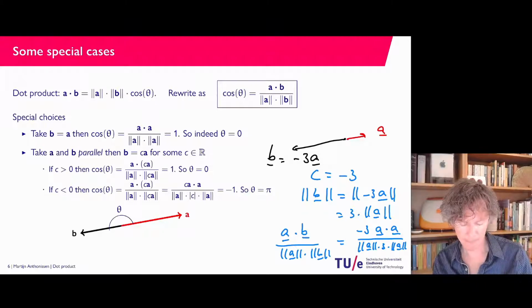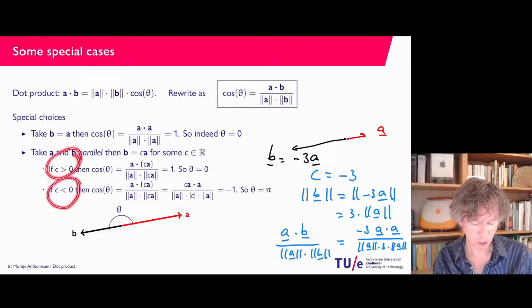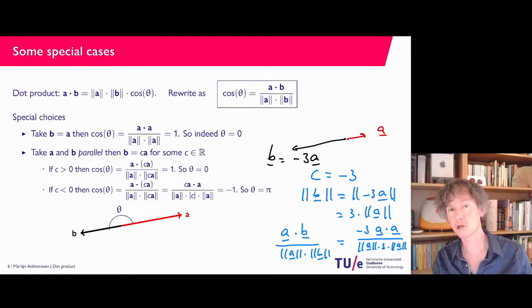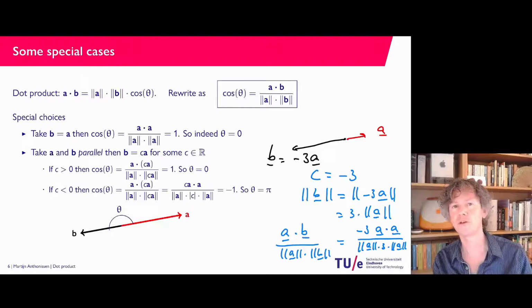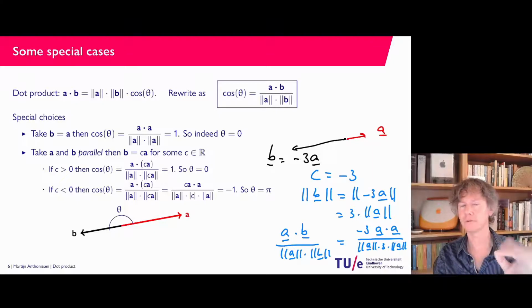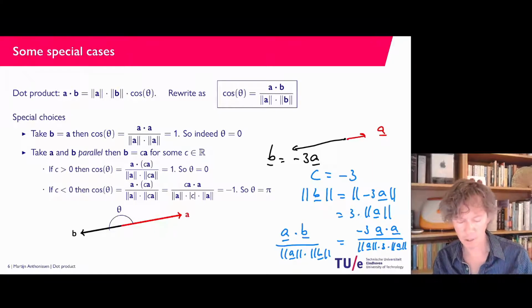Okay. So now we have C positive, C negative. There is one more case, which means that C equals 0. And I didn't put that here, because if C equals 0, it means that B is 0. And then we would find 0 equals 0, and we don't have any information. The angle is not really defined, right? The 0 vector doesn't have a direction.